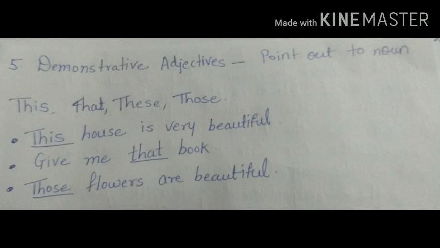Third example, those flowers are beautiful. So those is an adjective. Now those tells us which specific flowers we are talking about. So those is a demonstrative adjective. Those is used with the plural form of noun flowers. So those is used for plural form, and also it is used when the object or people are far away from us.